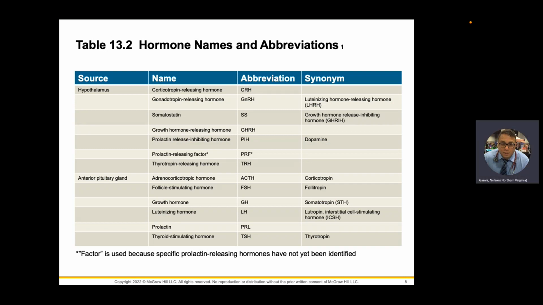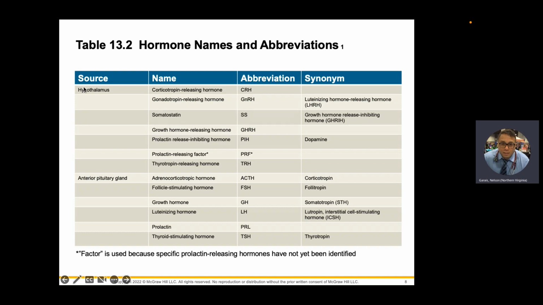Hormones and abbreviations. Now, hypothalamus: I want you to think of things that release things and things that inhibit things. So you have the corticotropin releasing hormone, gonadotropin releasing hormone, right? All releasing hormones, or we have the inhibitory hormones. The only exception is somatostatin.